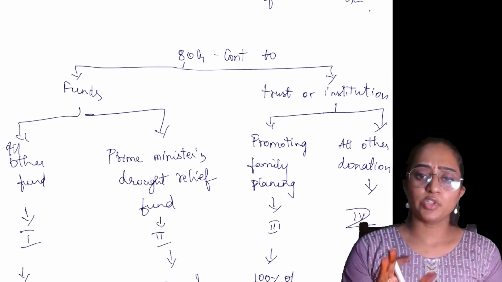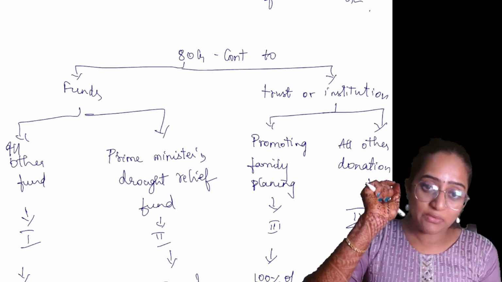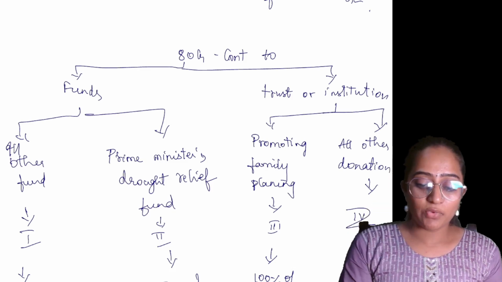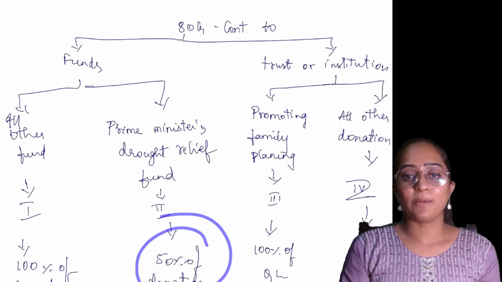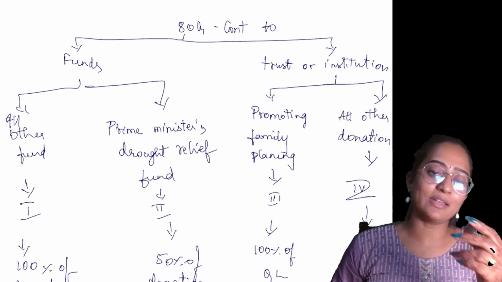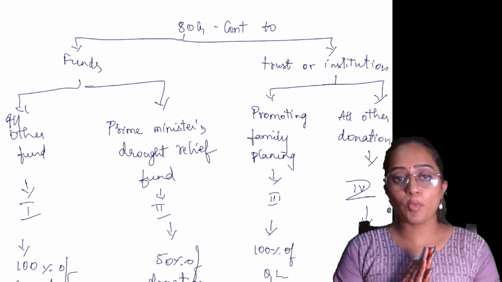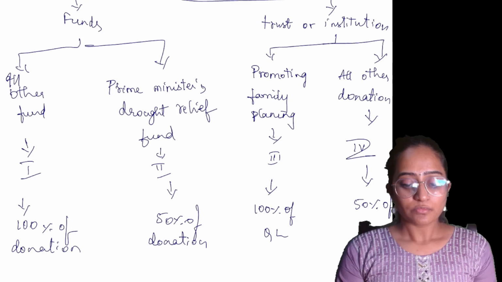If you are making any contribution to funds, you see whether the fund is the Prime Minister's Drought Relief Fund. If the answer is yes, take 50% of whatever donation you have made. If you made a donation of 1 lakh rupees, then take 50% of it. That is 50,000 as your deduction. Simple as that. No problem for life.